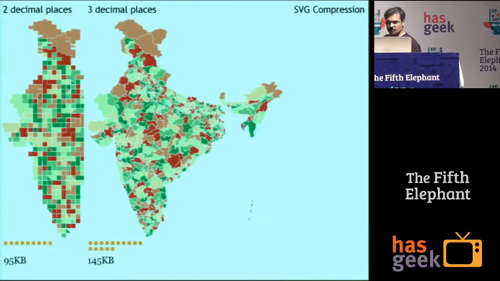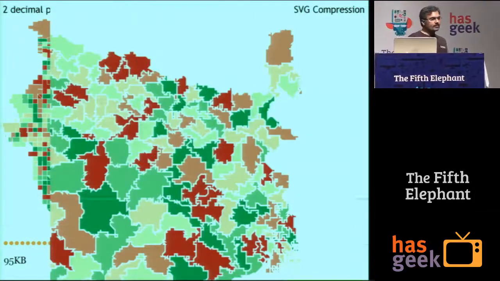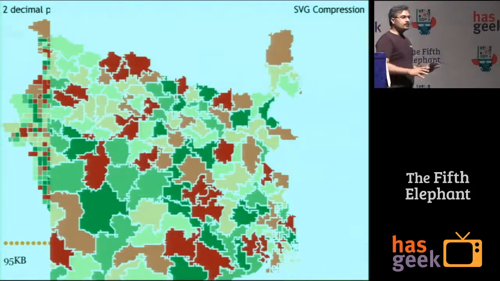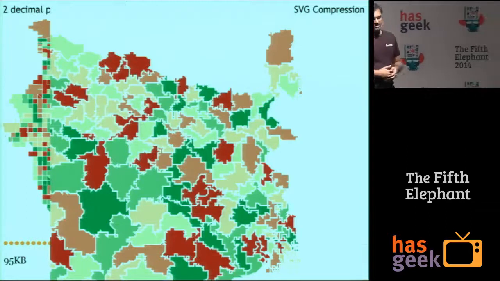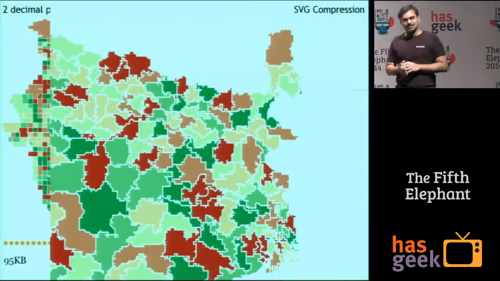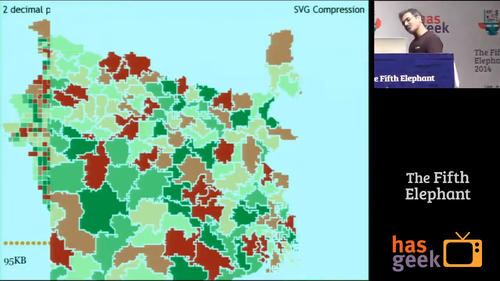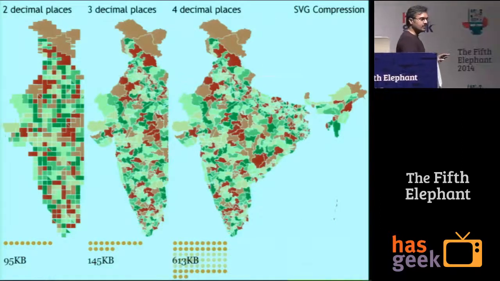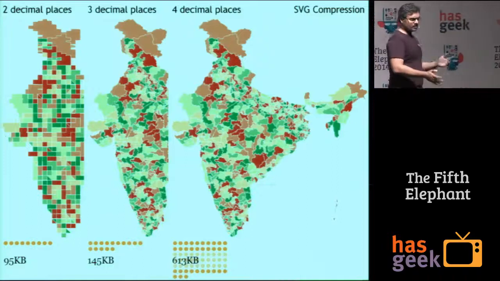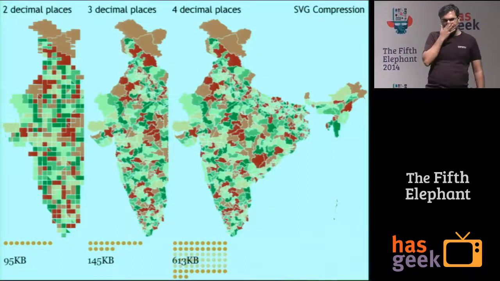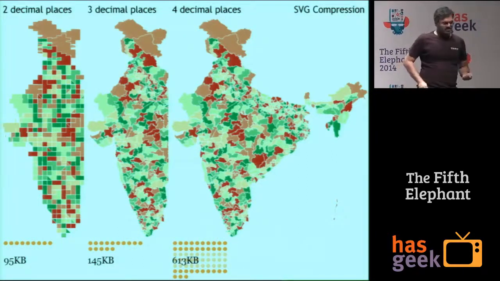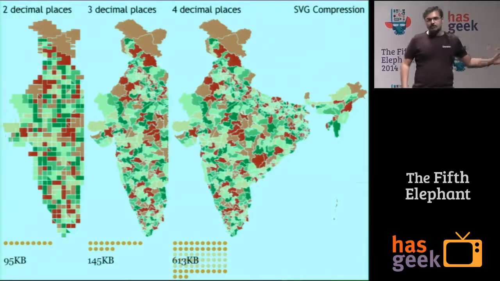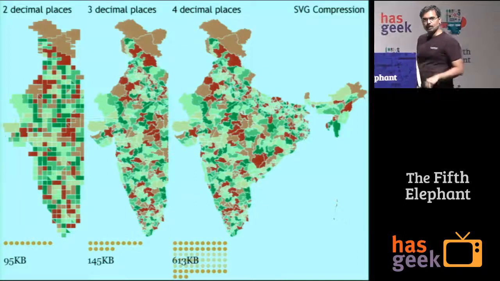So maybe this is okay, but if you zoom in, this is what you get. It's still pixelated. Now, I don't expect people to zoom in when they're looking at election results, but there are a few people who do. Right? So 4 decimal places. At this point, we are up to 613 kilobytes uncompressed, which when compressed comes to about 100 odd kilobytes. And given that this is going to be sent only once, we took a call that we probably want to go for this level of quality rather than going back to the previous level.